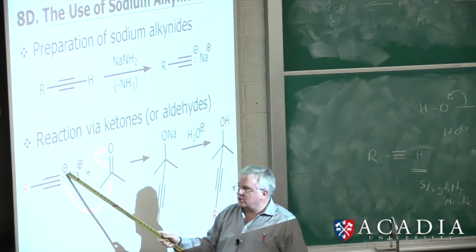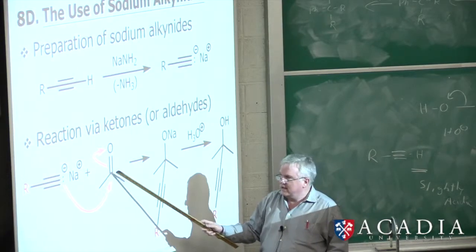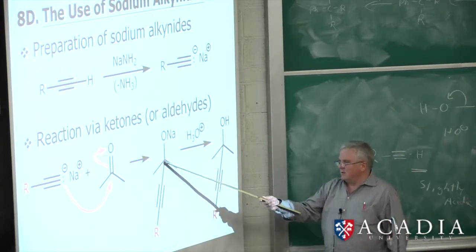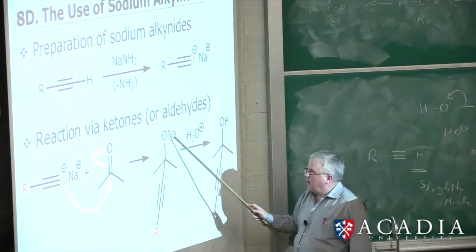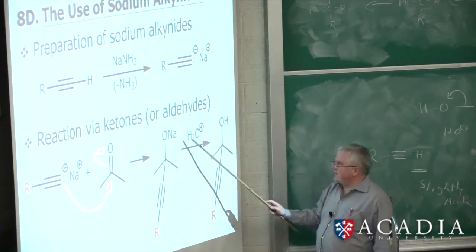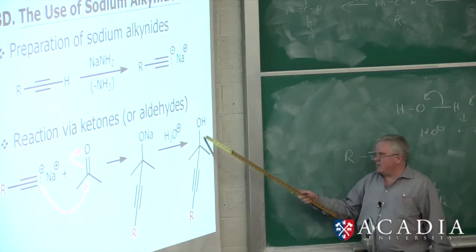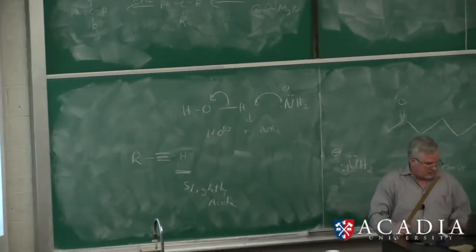But this thing is also nucleophilic. We have negatively charged carbon, and it can react with electrophiles such as carbonyl groups in the same manner as the rest of them have done, where we get formation of a carbon-carbon bond here. We get this tetrahedral intermediate that we can work up, and we end up getting, in this case, a tertiary alcohol. So that looks a lot like a Grignard reaction as well.